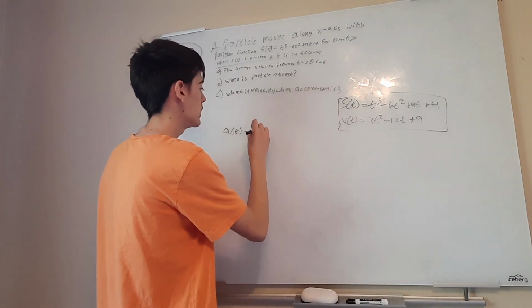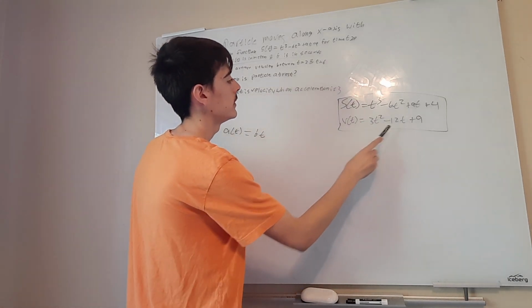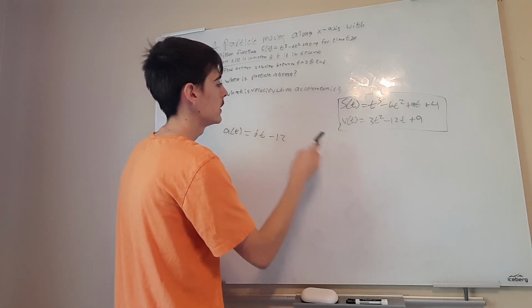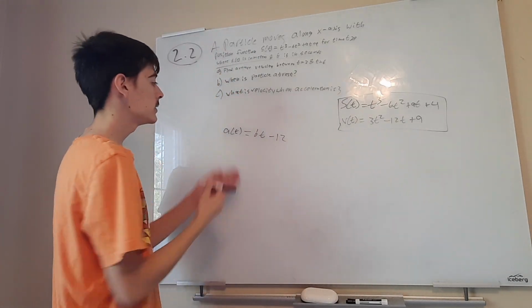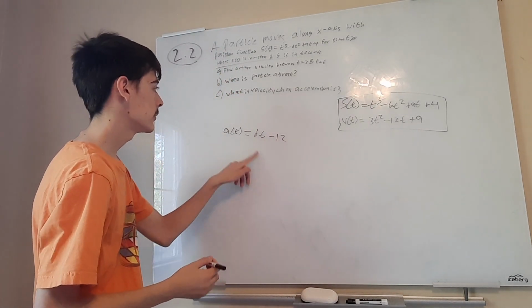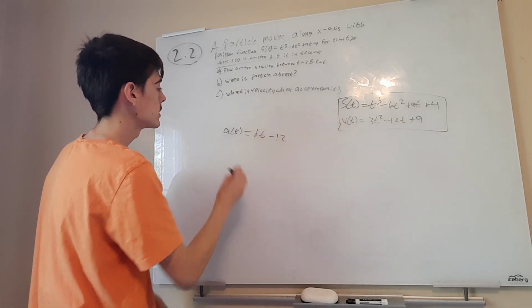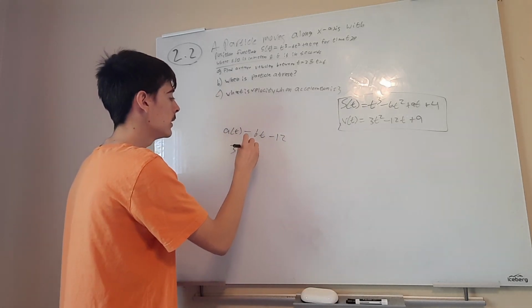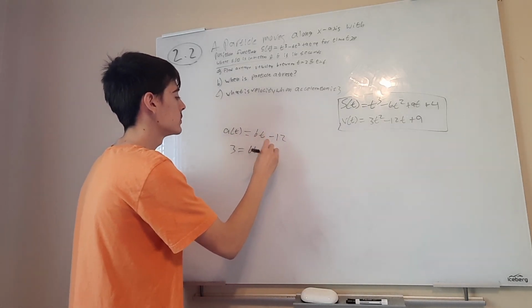Derive 3t squared, we get 6t. And derive negative 12t, we get negative 12. Derive 9, we get 0. So a of t equals 6t minus 12. Now we are told acceleration equals 3. So we're just going to let 3 equals 6t minus 12.